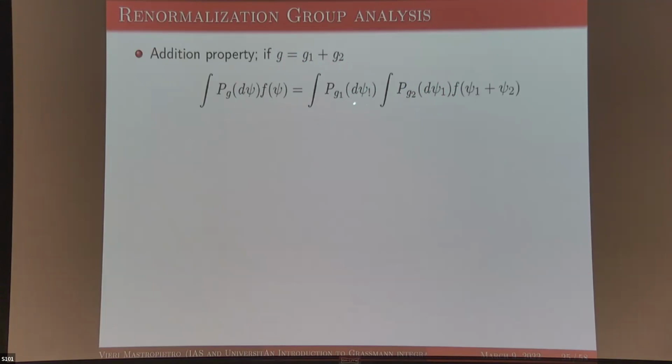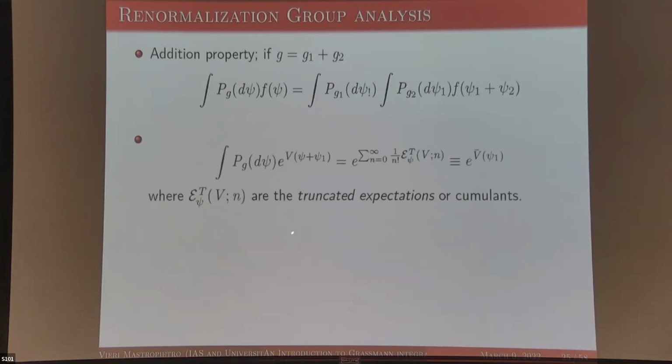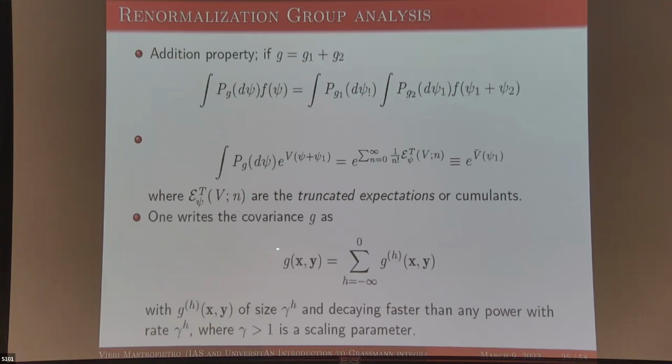So I integrate one field and then the other field, and then you use this other relation. Then the covariance is written as a sum of infinitely many covariances, which have the scale size gamma to the h, and h is smaller and smaller. And then we integrate step by step, and we get a sequence of terms.